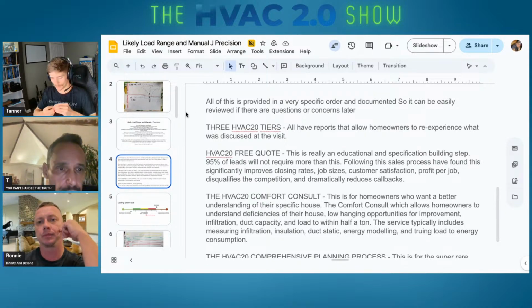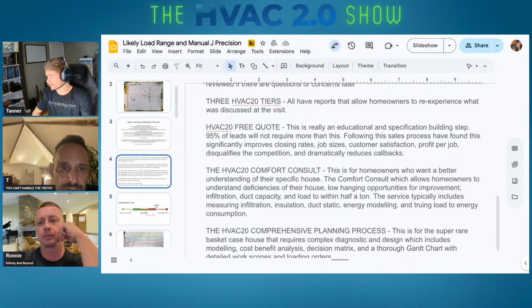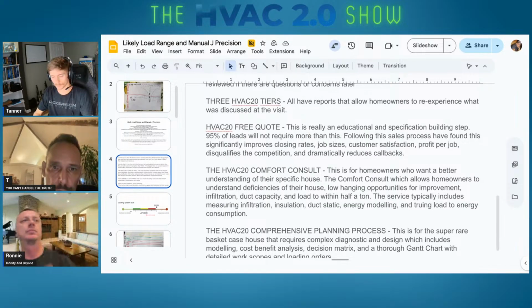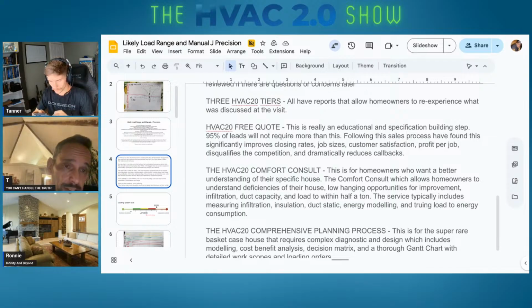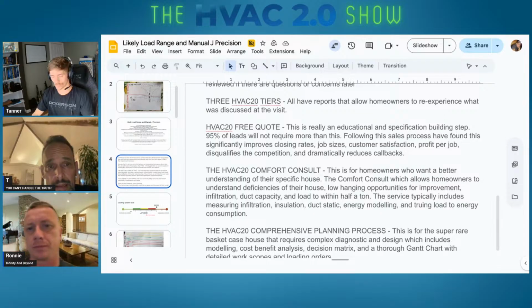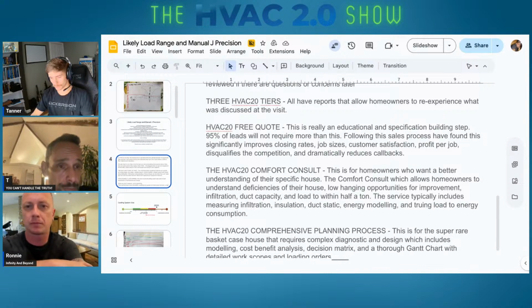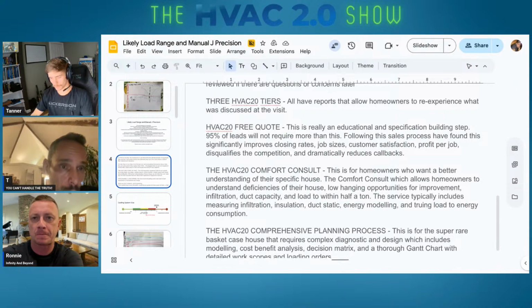So the 3 HVAC 2.0 tiers all have reports that allow the homeowner to re-experience what was discussed at the visit. This is important because you're going to be going over a lot of information with them, and it may be overwhelming, so they may want to chew on it afterwards. The report also ends up being your documentation that they were educated about all of this information and were given the opportunity to make their own decisions.